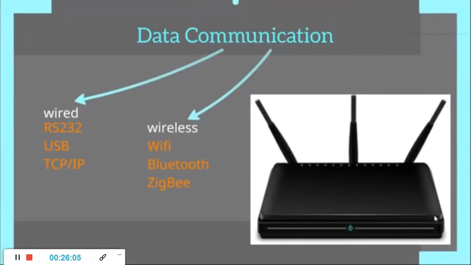For the purpose of communication of data, several ways exist in embedded systems. There are wired protocols and wireless protocols. Wired protocols like RS-232, USB, TCP/IP, etc. are used, and wireless communication protocols like Wi-Fi, Bluetooth, and Zigbee, etc. exist.